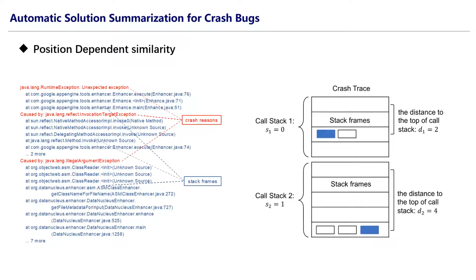Then we introduce the similarity metrics we used in our approach. We borrow the insights from another paper. The frame that causes the bug most likely occurs near the top of the call stack, and the alignment offset between two matched functions in two similar call stacks is likely to be small. So we record the call stack's position in the entire crash trace and the distance of every function to the top of its belonging call stack. We will use the position information to modify the weights of each token when calculating the similarity.